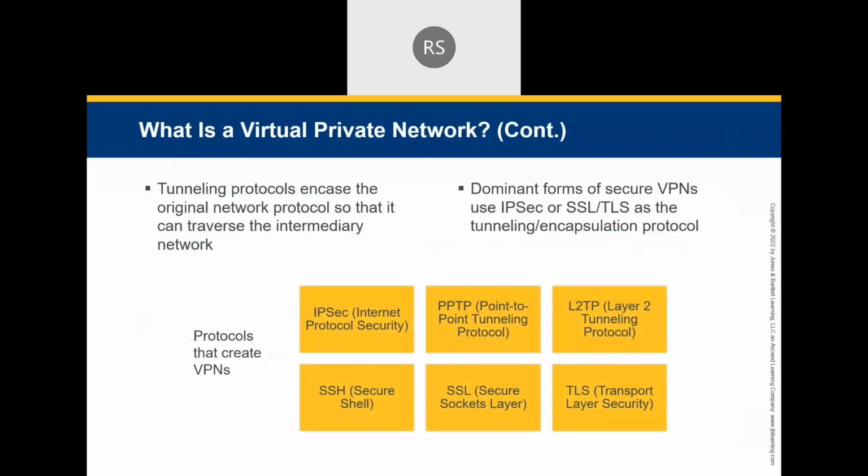Now, tunneling protocols, they encase the original network protocol and it allows it to traverse the intermediary network securely. We do have some types of protocols that we'll talk about. For example, some of the dominant forms of secure VPNs. Most of these you'll use the IPsec or the SSL/TLS, and that is our tunneling and encapsulation protocols. And we see some other protocols that are used to create VPNs. Point-to-point tunneling protocol, the SSH, SSL, and so forth.